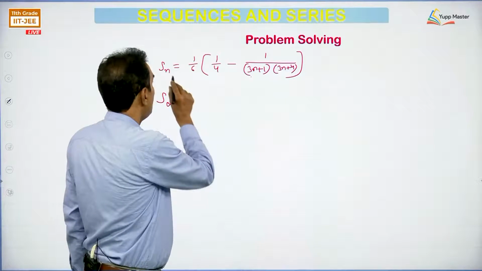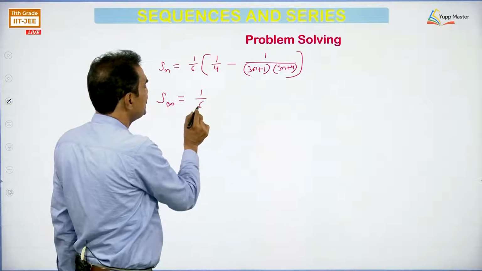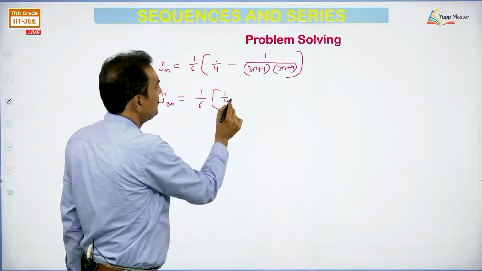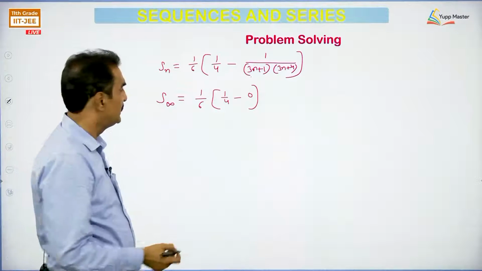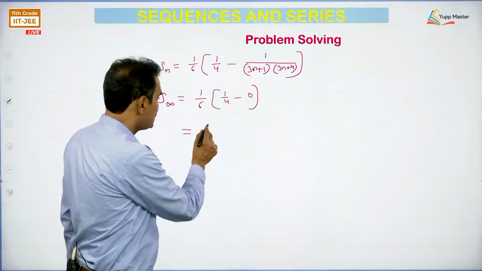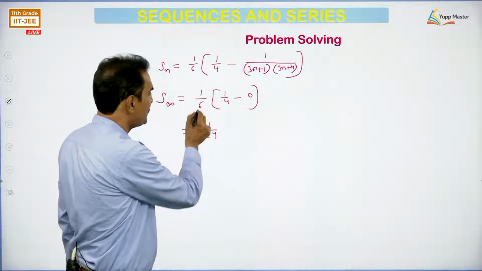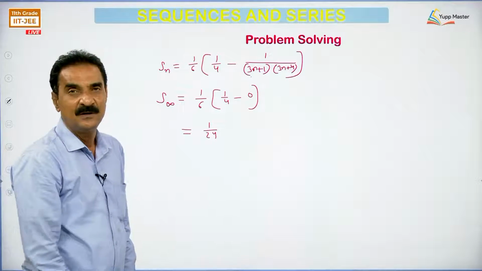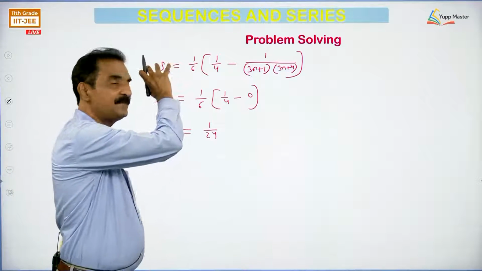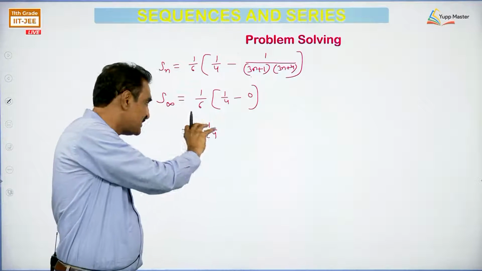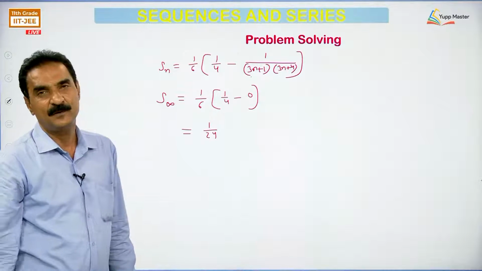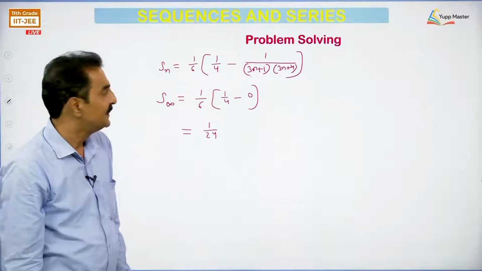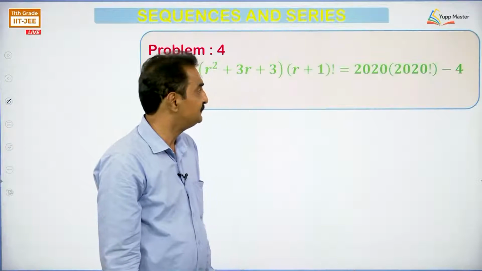So, what will be S infinity? 1 by 6 into 1 by 4 minus, this is approaching 0, almost 0. Then the answer is 1 by 24, 1 by 6 into 1 by 4, 1 by 24. That means the sum of this infinite series will be approaching this number. So, we write the sum as 1 by 24. Alright. Next question.